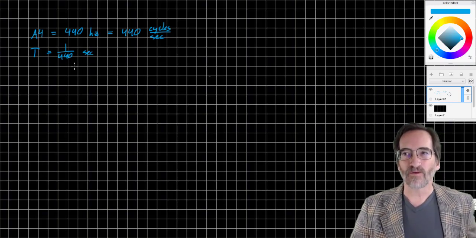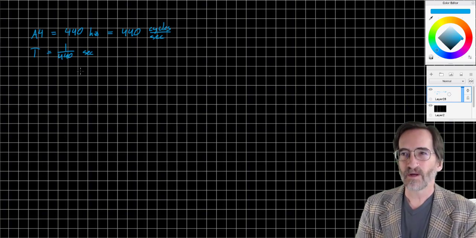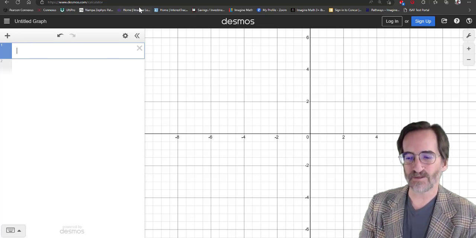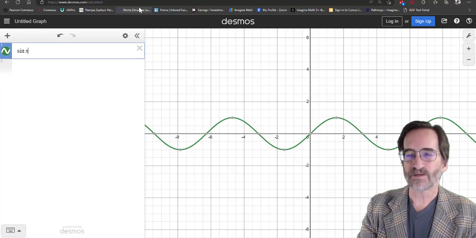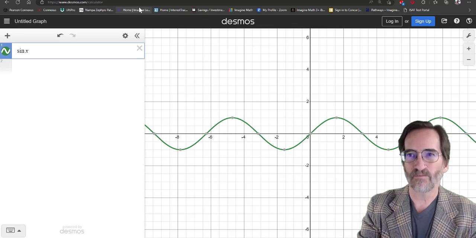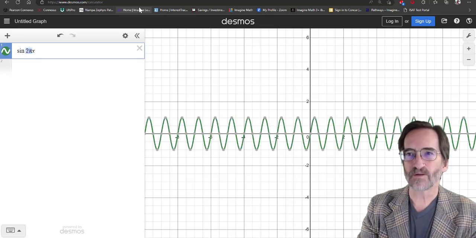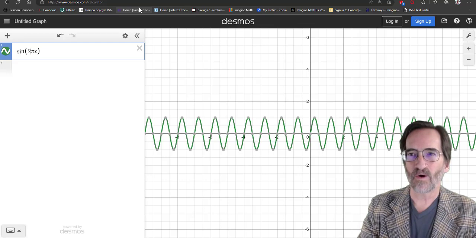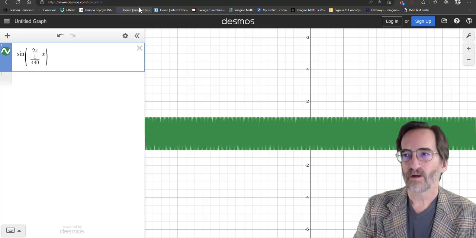We can model this with a sinusoidal function. A pure sinusoidal signal at this frequency would generate that sound, and I don't have a signal processor to generate it, but basically we would say sine x, but I would have this factor where I change the period here. Remember, 2 pi changes the period of sine to 1, right? And now if I divide by 1 over 440, you can see the signal.